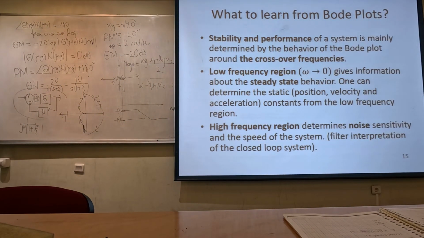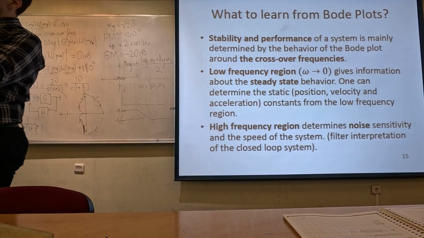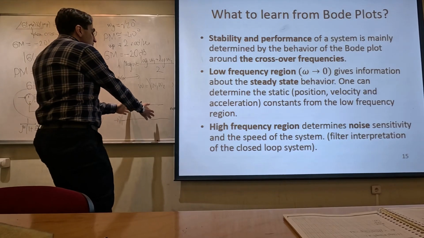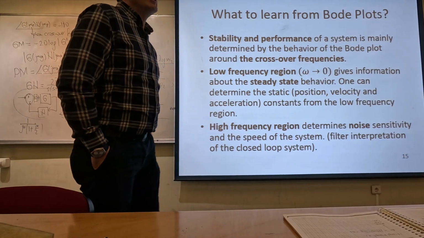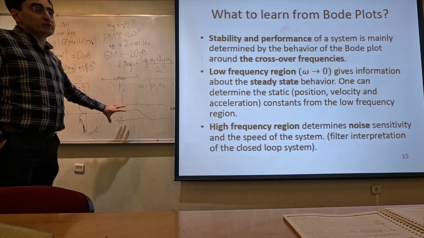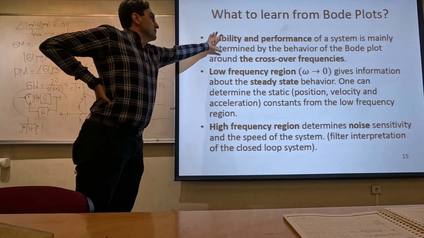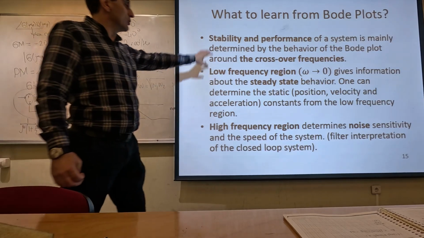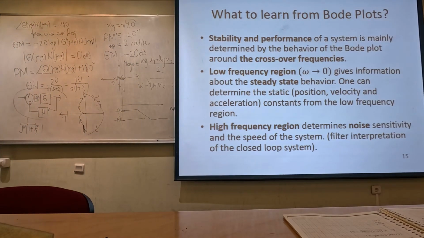So when we look at the Bode plots, then stability and performance is usually going to be determined by the middle region. When you concentrate on a Bode plot, the middle region where you have these crossover frequencies will determine the stability and the performance. The low frequency regions will determine the steady state performance. So the middle region will determine the transient performance, and the low frequency region will determine the steady state performance.